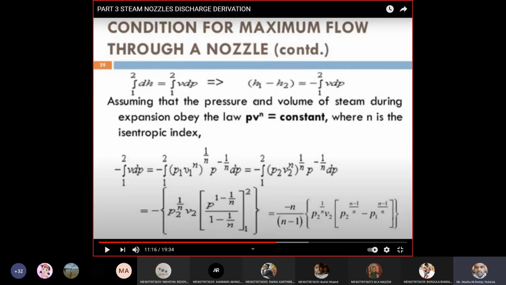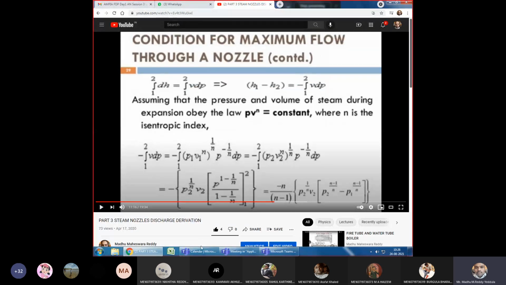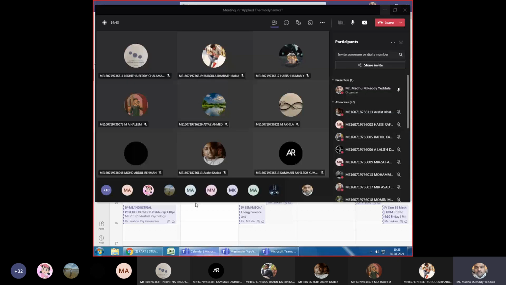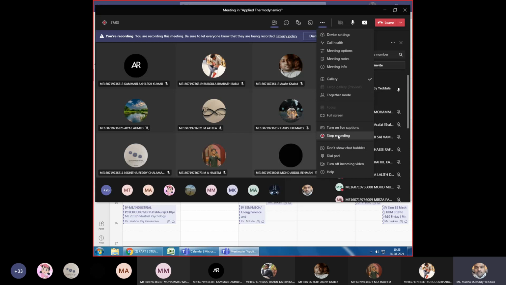So with this, we will stop today. In the next class, we will derive the mass flow rate of the steam passing through the nozzle and the condition for maximum mass flow rate. So these things we will discuss and derive in the next class.